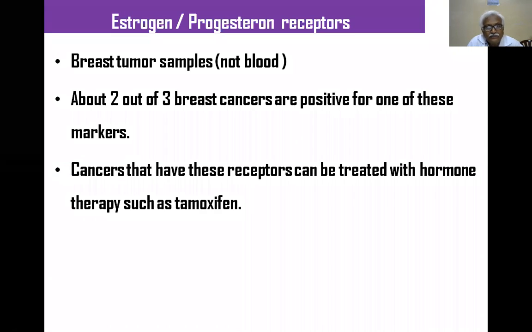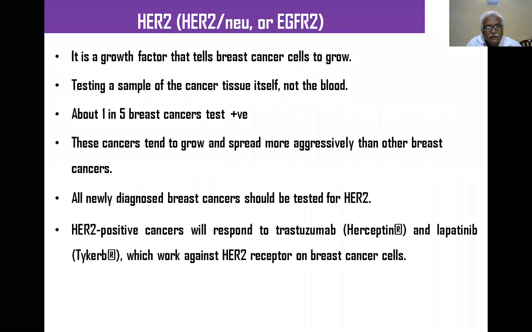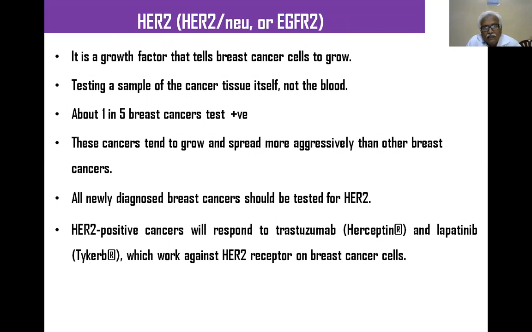Breast tumor samples are tested for estrogen and progesterone receptors; you should not take any blood samples. About 2 out of 3 breast cancers are positive for one of these markers. Cancers that have these receptors can be treated with hormone therapy like tamoxifen. Testing a sample of the cancer tissue itself is most important. Analyzing a blood sample is of no help.